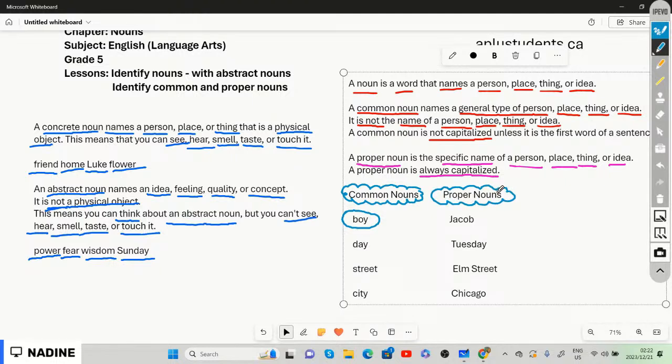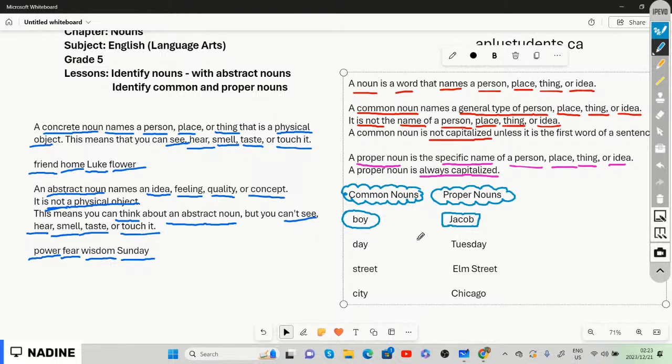So unless you identify the specific boy, right? And this is now where the proper noun comes in. Unless you specify by saying who that person is, who the boy is, then we can say Jacob, right? So common noun, it's like generalizing. It can be any boy. But when it comes to a proper noun, we are specifically making mention of the person. So we may be saying it is Jacob, or it is John, or it is Matthew that did whatever.